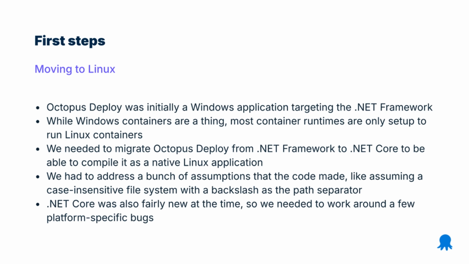But that initial migration from .NET Framework to .NET Core and from Windows to Linux was a little bit tricky, because there were some assumptions that had already been made in the code, common assumptions, things like assuming that the file system is case insensitive, because on Windows, the case doesn't matter, but on Linux, it does. And we also found that .NET Core was fairly new at the time. So when we started doing this, we found a few platform-specific bugs in .NET Core that didn't exist in the .NET Framework.